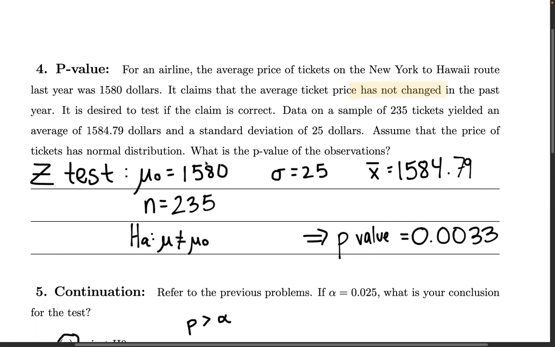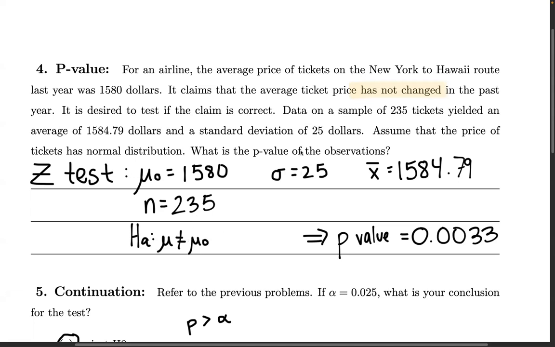And we're going to enter this information in our calculator. So our mu naught would be 1,580 because that's what it was last year. And our standard deviation is 25, which is given to us. And our average is $1,584.79. And our sample size is 235.